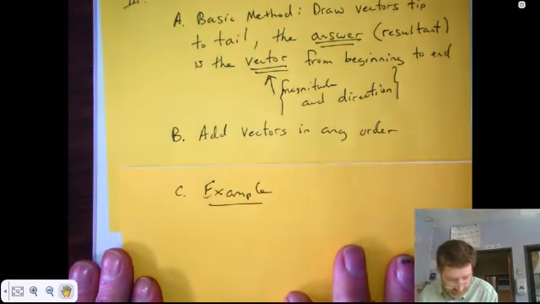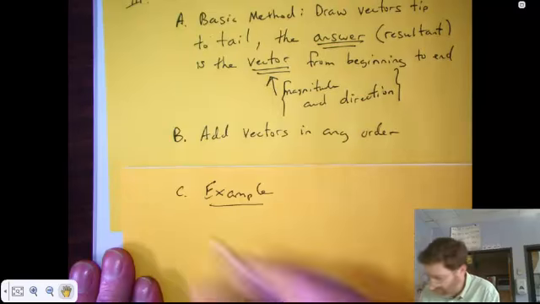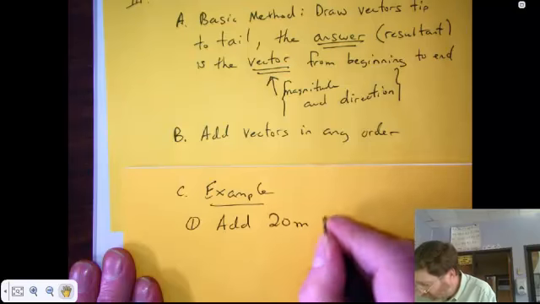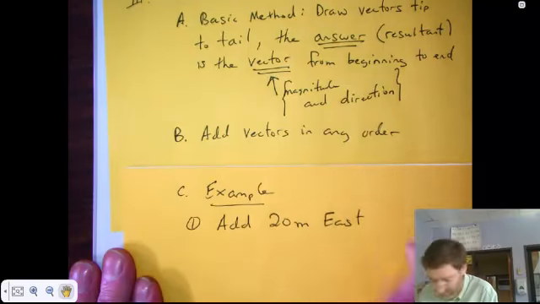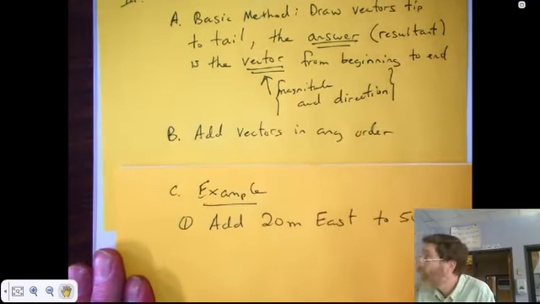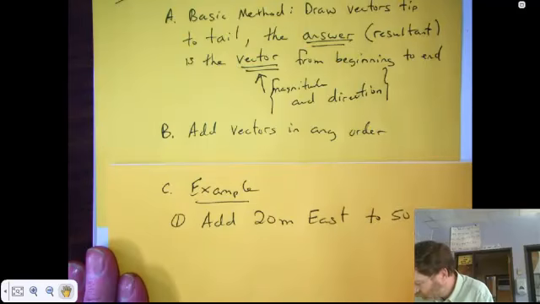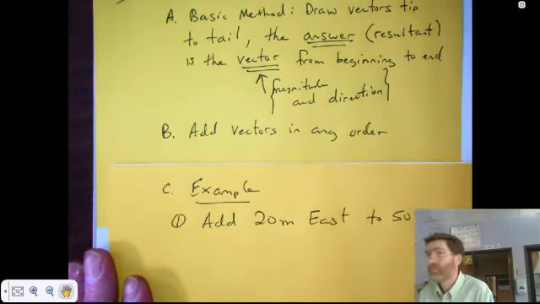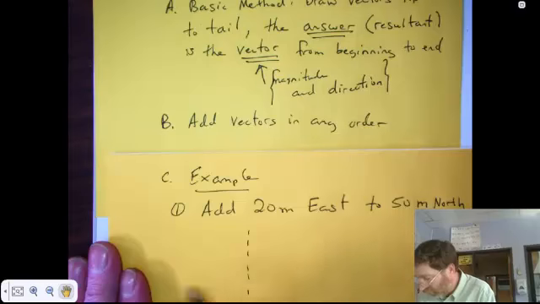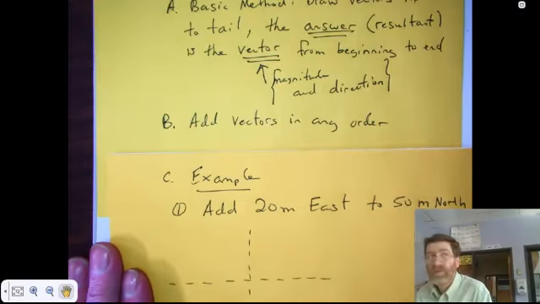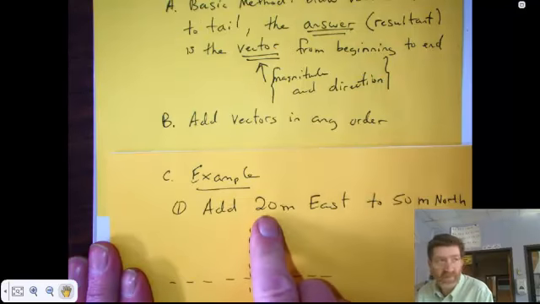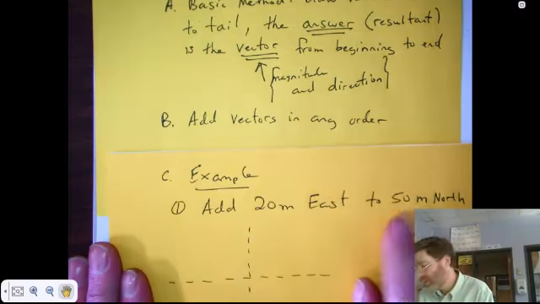I want to add 20 meters east, so it's a displacement, to 50 meters north. Your first step is always to draw the vectors out tip to tail. Try to draw them in proportion somewhat. So you can see that my 20 should be less than half the length of the 50.